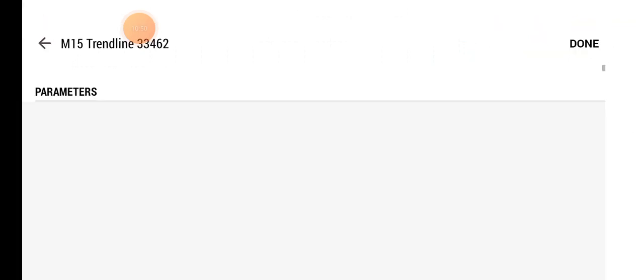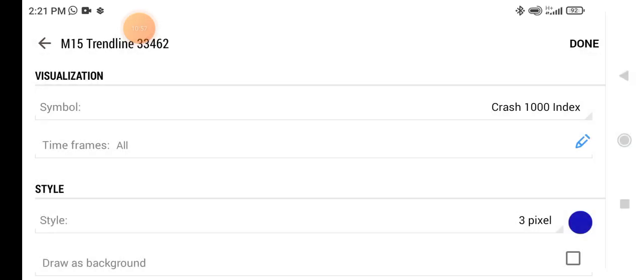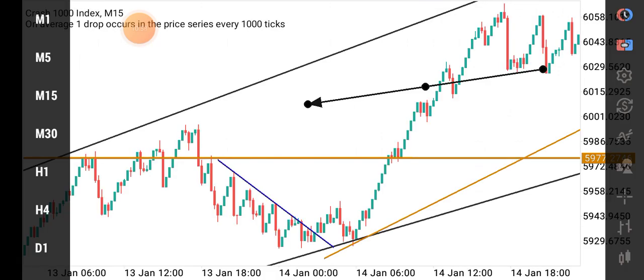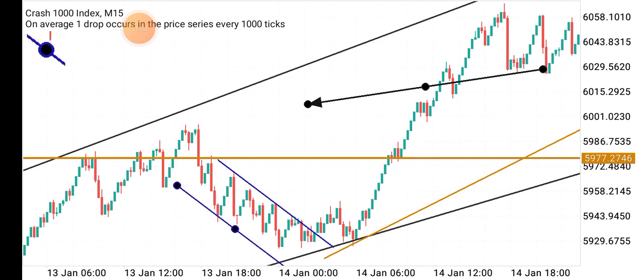Change it to black. Let me use, okay, maybe, I think that's okay, blue color. Then I duplicate it, so I put it right here.